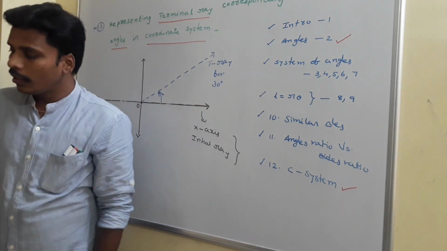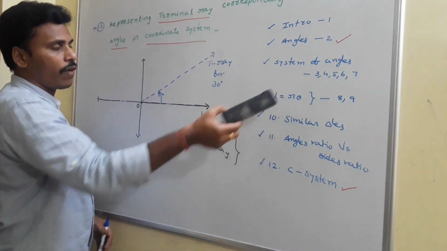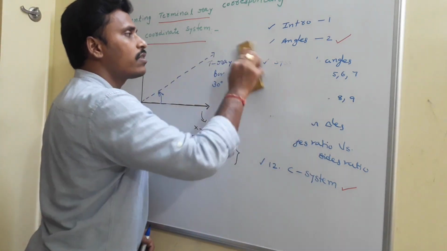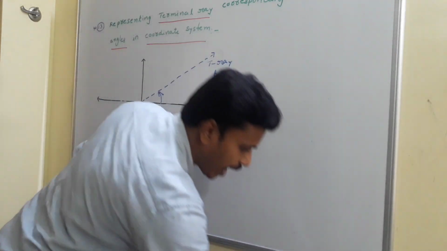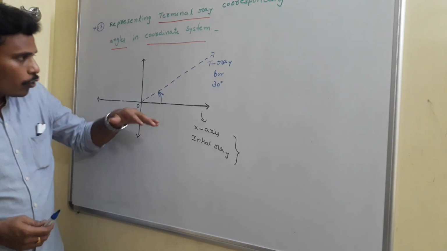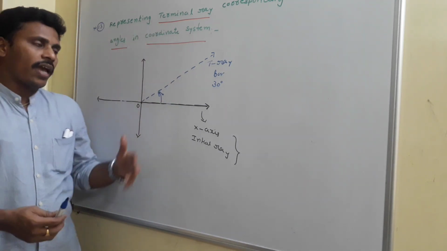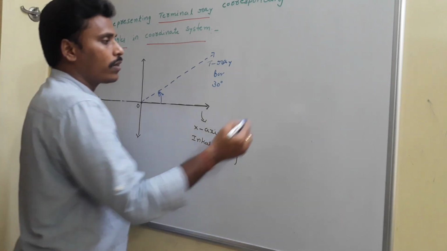Initially we need to know about the measurements of the angle. We know it in the system of angles and everything. And now my task is just the representation of the terminal ray related to the given angle in the coordinate system. This is just a rough representation. If you need an exact representation, again you need to utilize a protractor and something. Is it clear? So once again I am repeating.